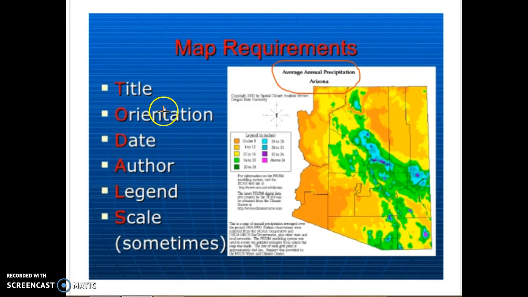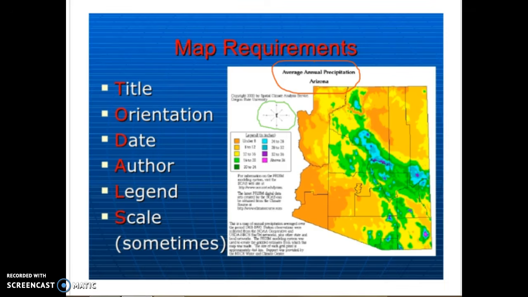O stands for orientation. Orientation tells us where true north is, or the directions on a compass. If I had a circle orientation, it would be right here on the map. Orientation is one of our vocab words, so that would be a good word to know because you will be asked to locate orientation on a map.